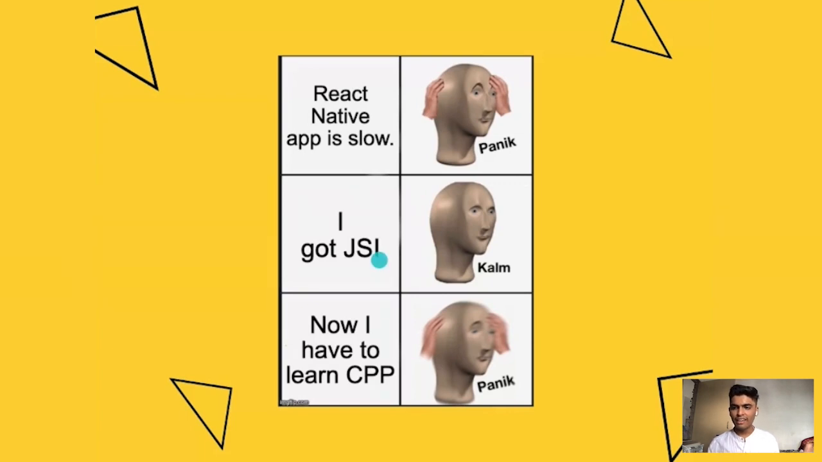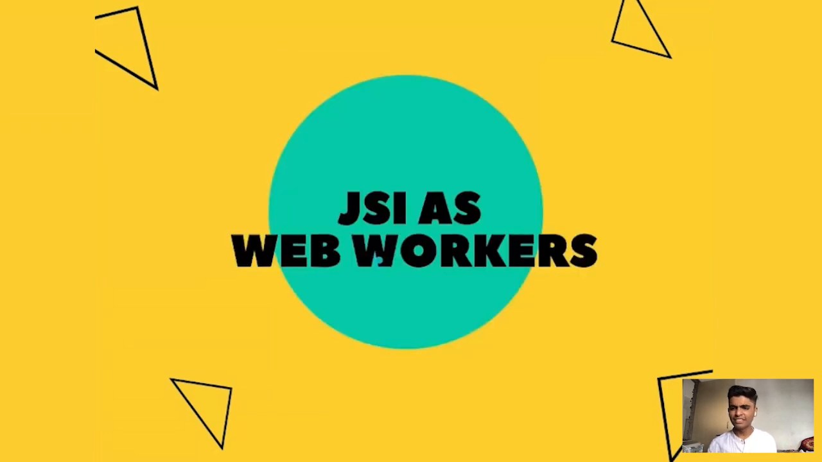If you want to connect with me by the end of this call, we will try to understand what JSI is in a very simple manner. If you still don't get it, again, JSI is like a web worker. I really like this analogy because a web worker is basically available in a web browser. A web worker is something like a second thread of JavaScript.